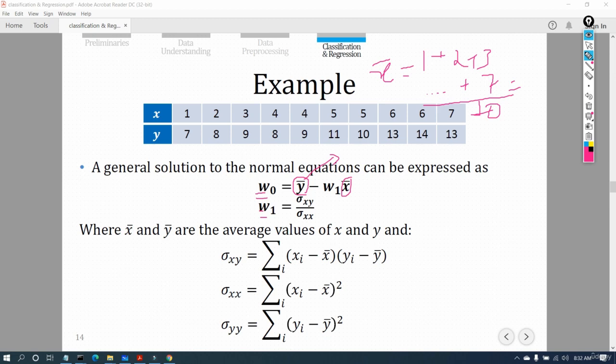And we don't know the value of omega 1. So how to find omega 1? Omega 1 is a slope basically. So how to find the slope? The slope over here is given by this standard deviation formula, which is the standard deviation with respect to xy divided by the standard deviation with respect to xx.